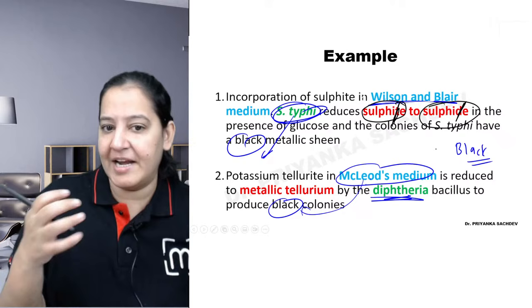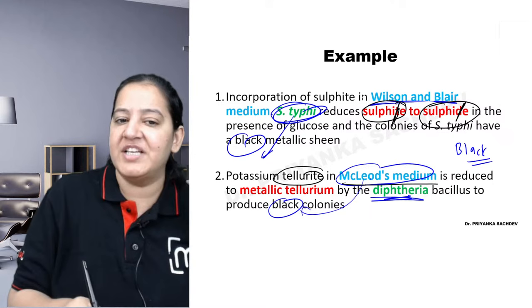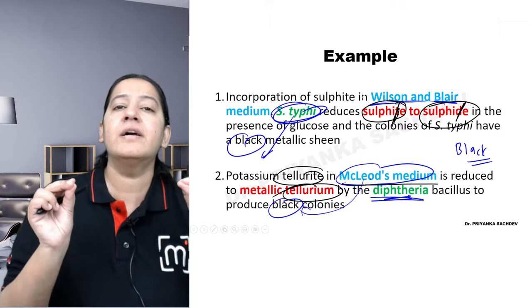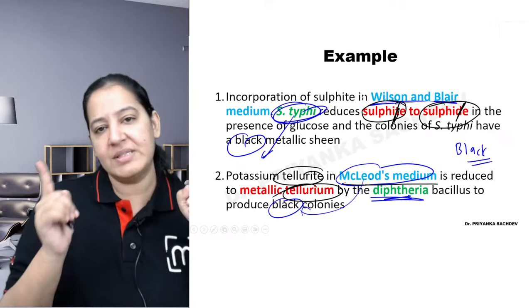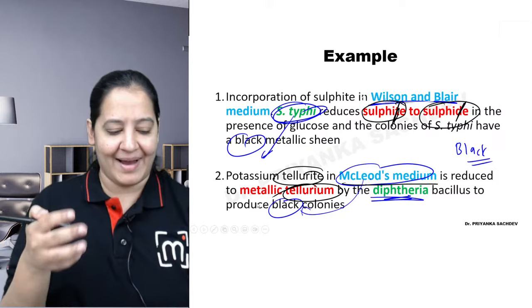But in Macleod, tellurite changes to tellurium, which gives the black color. You got my point? If you got my point, give me a thumbs up or write in the chat box that you got it. What I mean is, sulfite to sulfide, and tellurite to tellurium. That is giving the black color. You got my point? Let me summarize again.